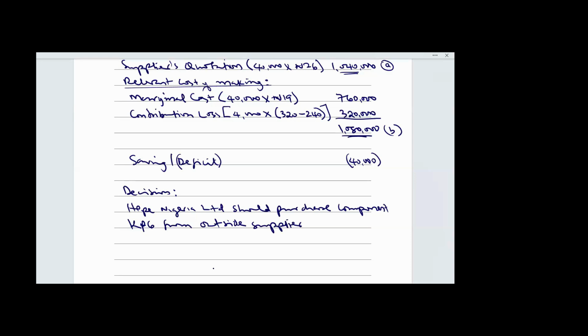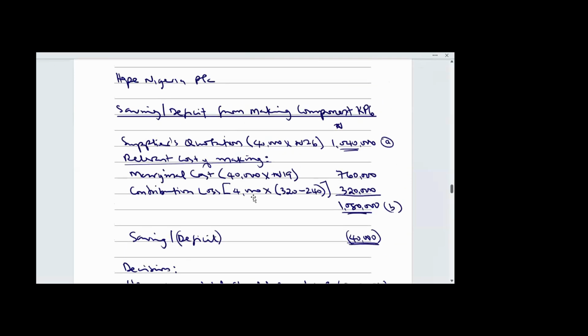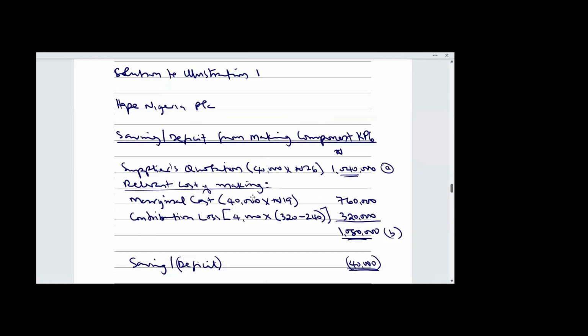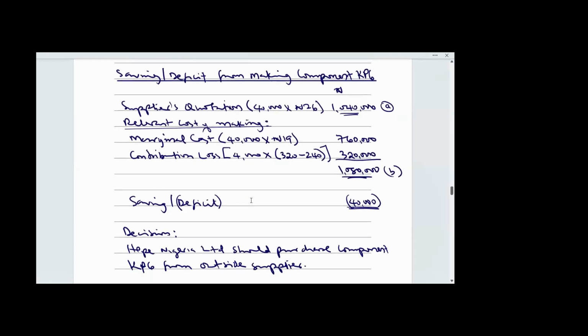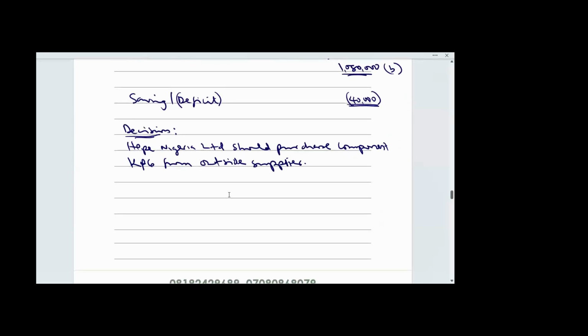Okay, outside supplier. So you can say since it is cheaper to do so, or you can just stop here. You are good to go. That's it. Then, of course, you can now state whatever the assumption, whatever the qualitative factors I need to take into consideration. Like I've mentioned, all those ones I read out to you the other time, the 7 qualitative factors. So that's the end of the question. You can see it's not difficult. No matter how big the question is, just compare supplier's quotation versus relevant cost of making.